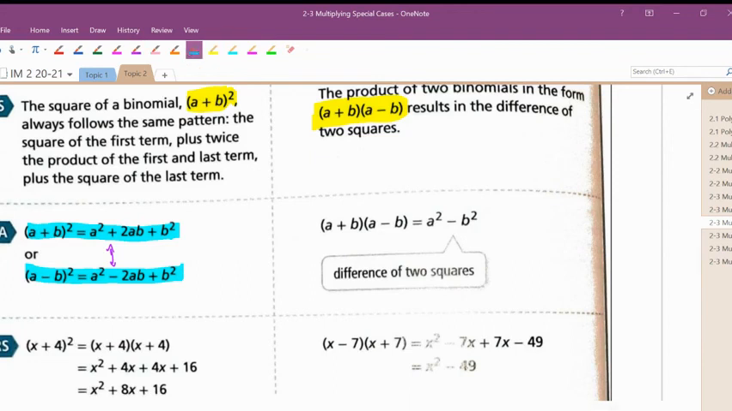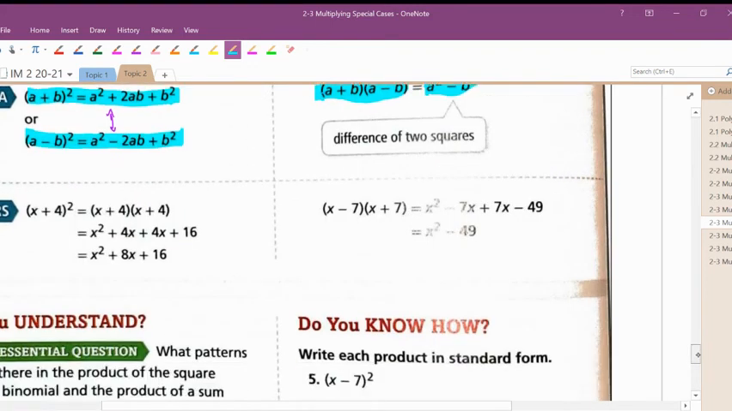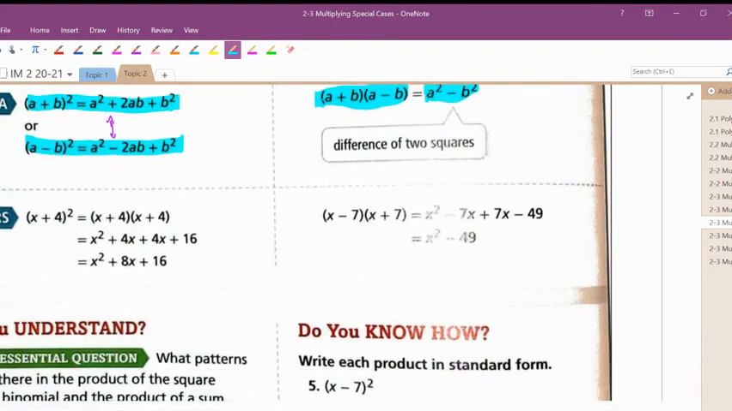Now we're talking about this. We remember that it's just the first term squared and the second term squared. It's the difference of two squares. And here we can just see some more examples.